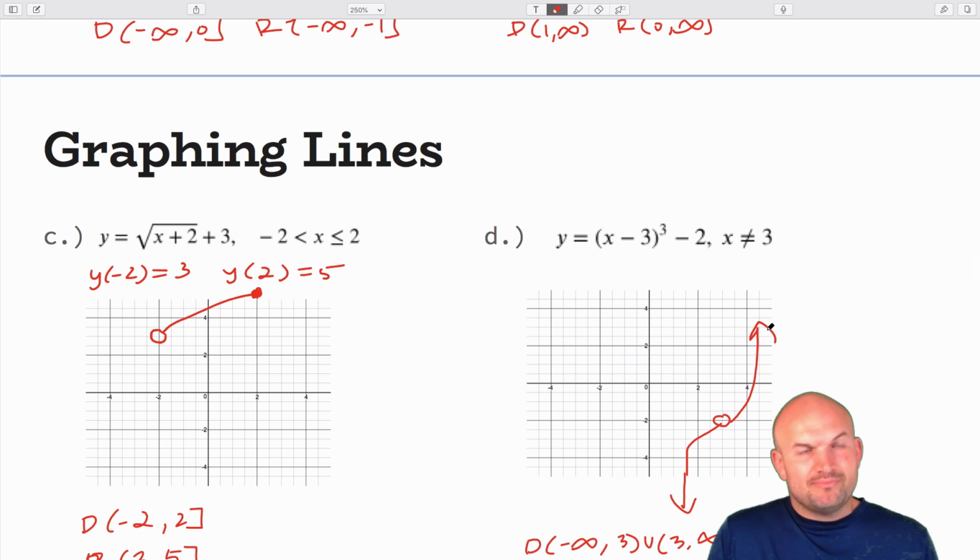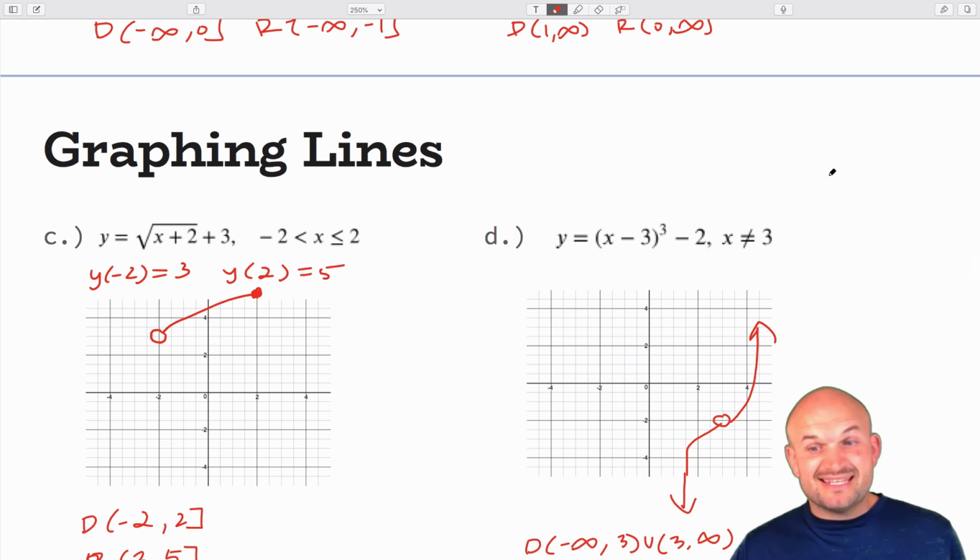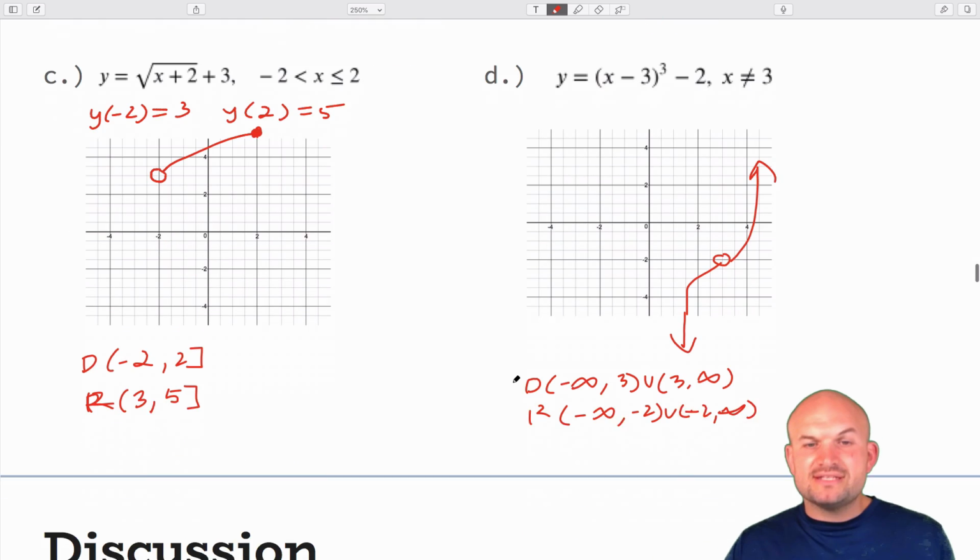And typically, you can plug in the endpoints. Really, you can plug in any number you want, or even plug in 3. Where should this hole be? I don't know. Plug in 3. 3 minus 3 is 0. 0 cubed is 0. Minus 2 is -2. And you can see that at 3, -2 is where the hole is. So you can plug in points to be able to verify.